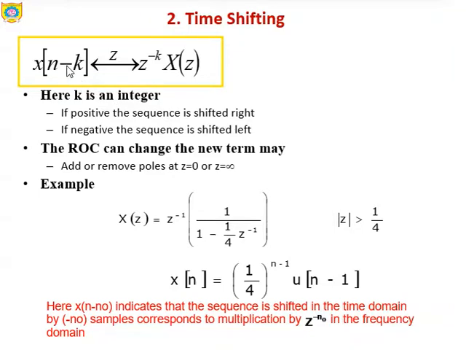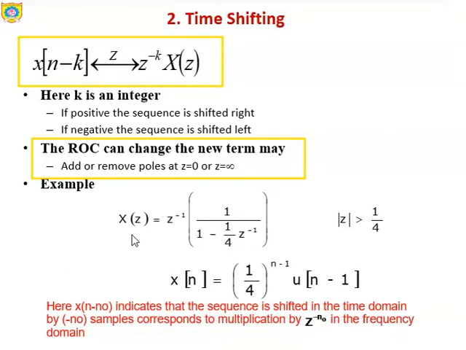So x of n plus k will be applicable for a negative value of k, and this equation will become z raised to plus k X of z. And obviously the ROC can change with the new term, maybe adding or removing poles at z equal to 0 or z equal to infinity. Let's discuss one example over here.